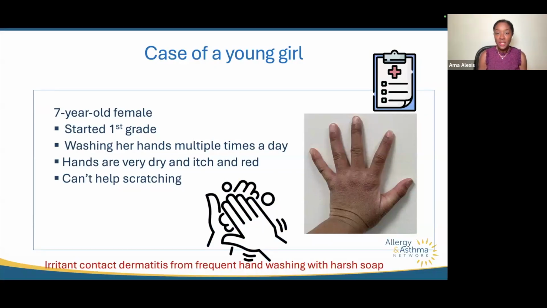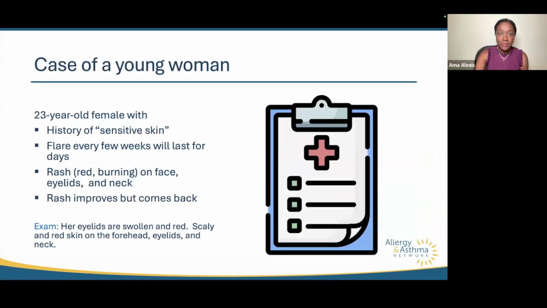So the goal was to say, you know what? You've done great, but you don't have to wash your hands that often. The teacher will let you know when to wash your hands. We used a different soap and we used a mild moisturizer afterwards, and the rash resolved without medical intervention.